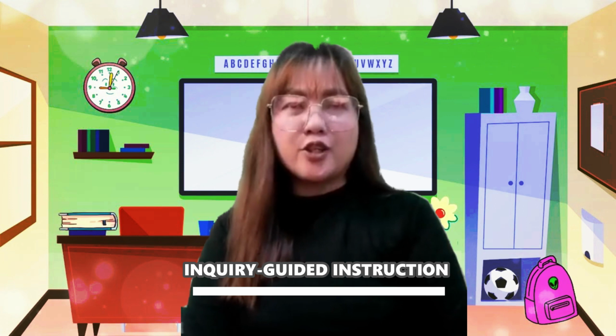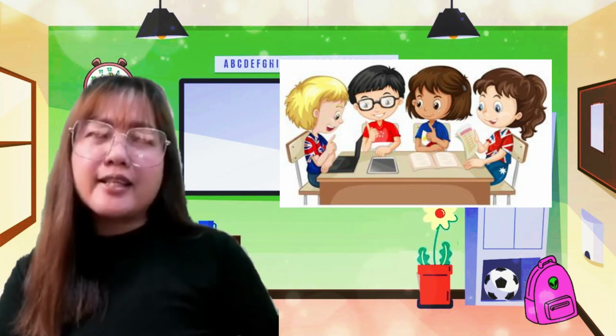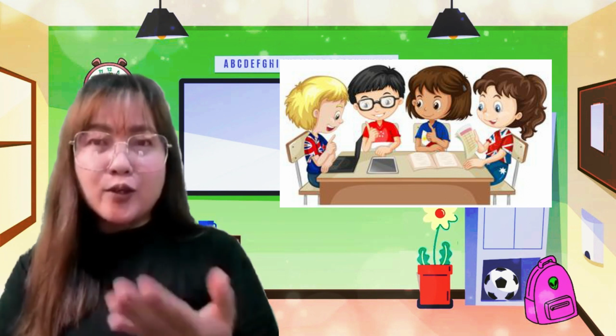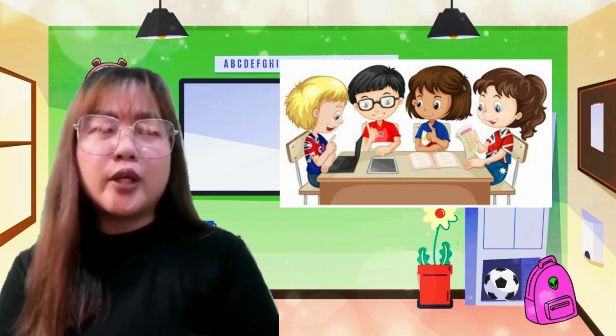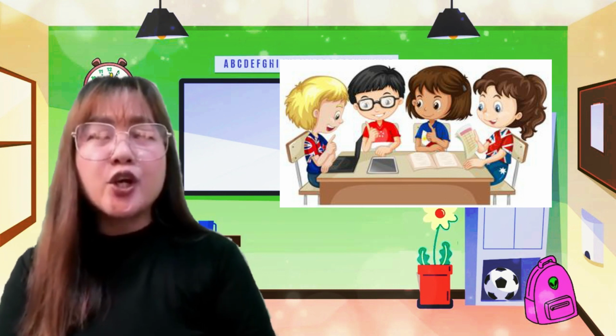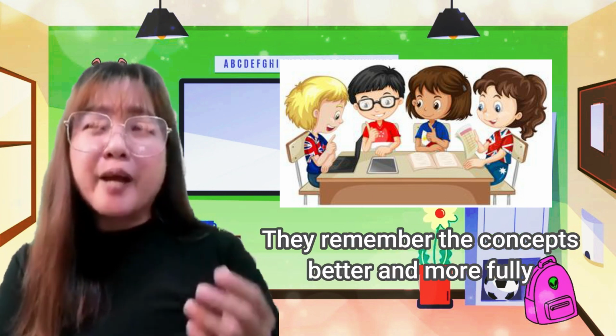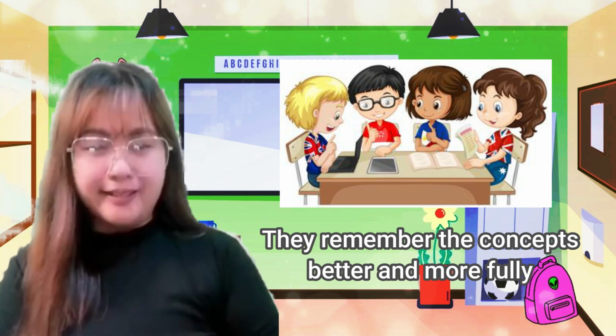Number 8, inquiry-guided instruction. By asking questions and working together to solve the problem, students get to be involved in the learning process. The class can work together to determine the answer and report it. As students do their work to discover the answer on their own, they remember the concept better and more fully.